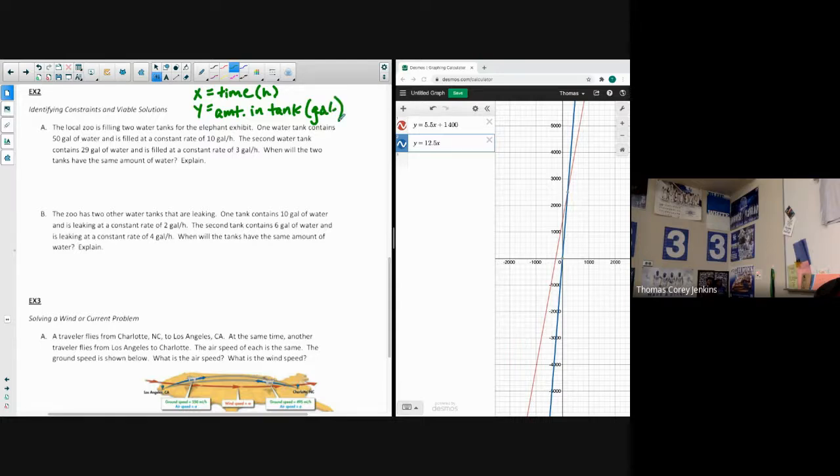Now we're going to use those 2 variables in 2 different equations. In this problem, we have 2 different tanks going on, so our equations will be for tank 1 and tank 2. We'll just call them T1 and T2. One water tank contains 50 gallons of water and is filled at a constant rate of 10 gallons per hour. So what we could say then is that, I'll set this one up.